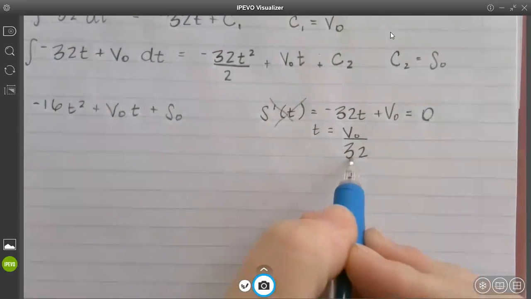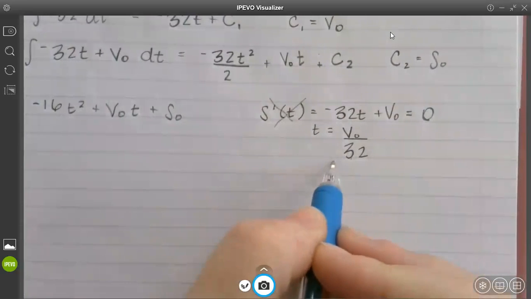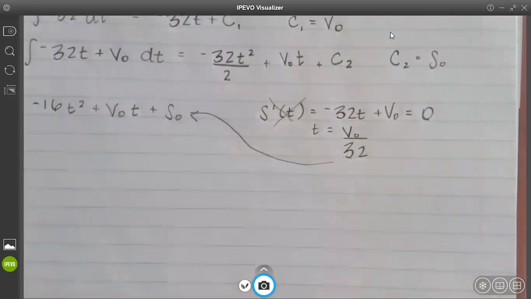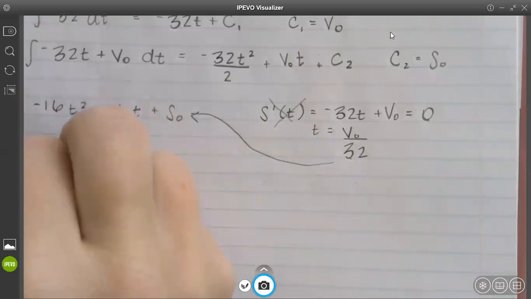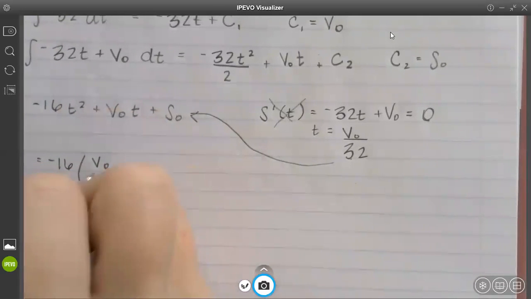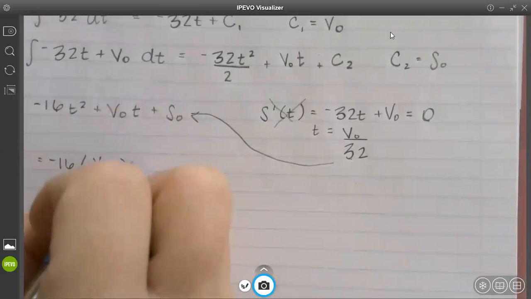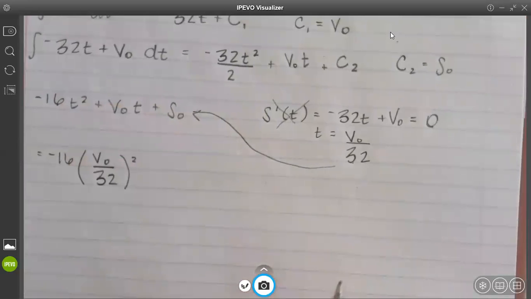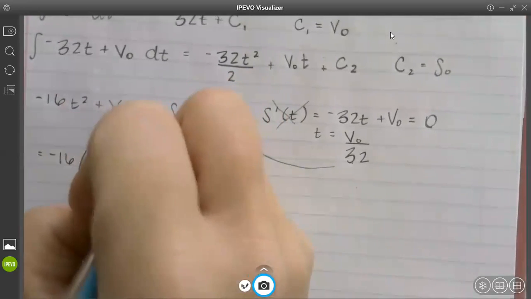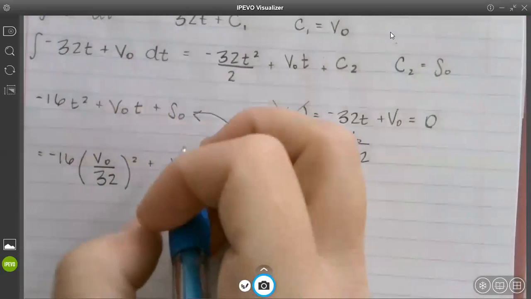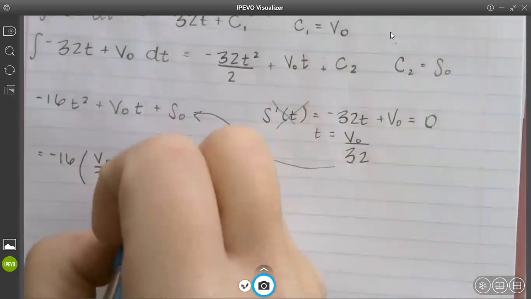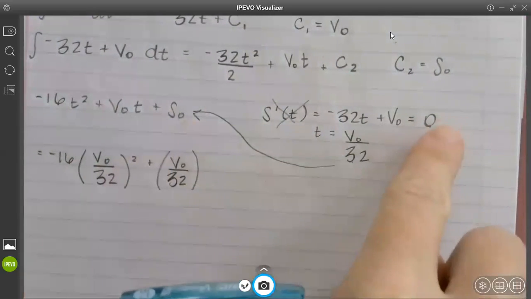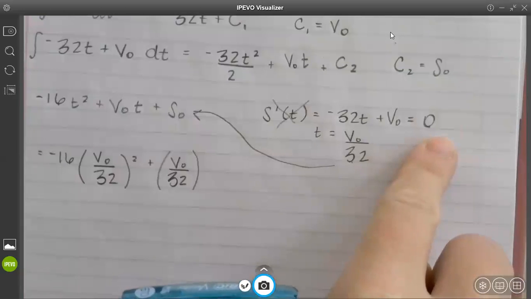You're going to take that and put it into this equation right here. Okay. T is V sub O over 32, squared, plus V sub O over 32. Your S sub O is 0. Does everybody understand where that came from? So I'm not going to put that on there.